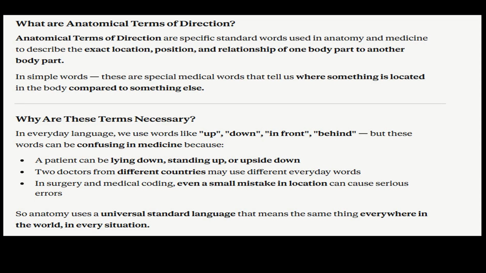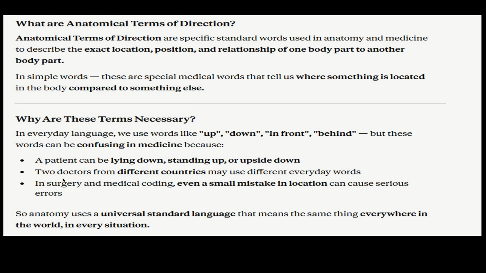Now once we know what anatomical terms of direction are, the next thing is why they are so important for us, why these terms are necessary. Let's talk about it in a very simple way. Here in my notes, I have noted down that in every language we use words like up, down, in front, behind, right? But these words can be confusing in medical science, because sometimes a patient can be lying down, sometimes standing up, or sometimes upside down. So in this situation, we can't simply use words like upside, downside, front side or behind.